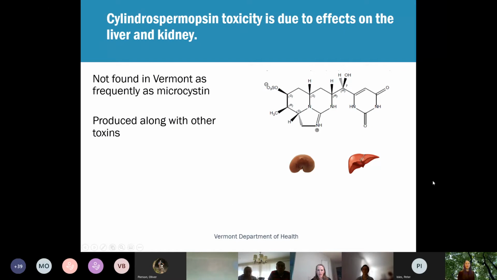Cylindrospermopsin is not as well studied as microcystin, but it is one of the ones that we've just started testing for in the past couple of years. It's not found as frequently in Vermont as microcystin, and it does also target the liver and kidney, so some of the health effects can be a bit overlapping. And many blooms will produce not only microcystin, but they can also produce cylindrospermopsin and other toxins.